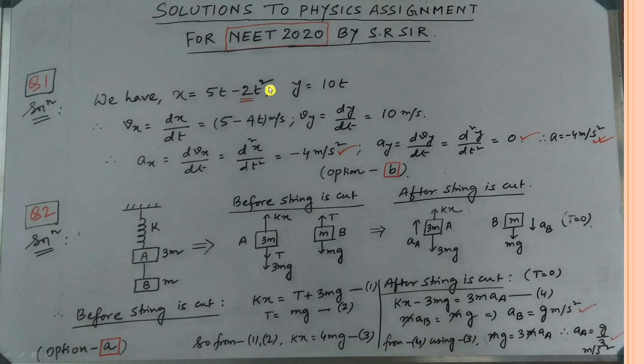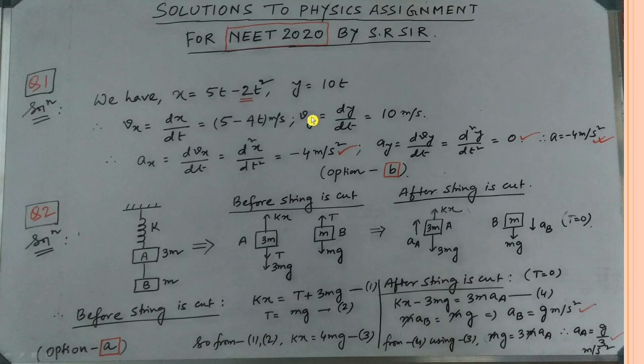So if we differentiate these two with respect to time, what we will get? We will get the velocity. So Vx, the x component of the velocity, is dx/dt. Differentiating this with respect to time gives me 5 minus 4t meter per second, and differentiating y with respect to time gives me dy/dt equal to 10 meter per second. So this is the y component of velocity. So we have got the velocities.